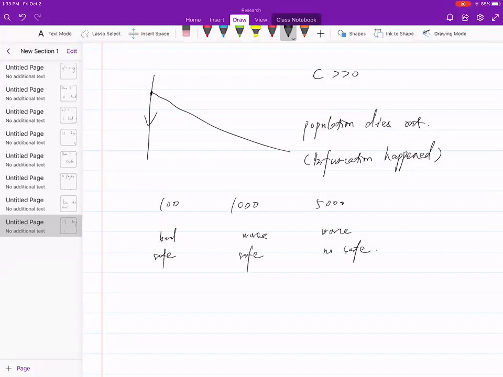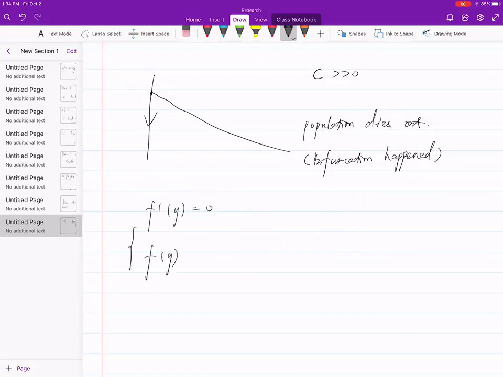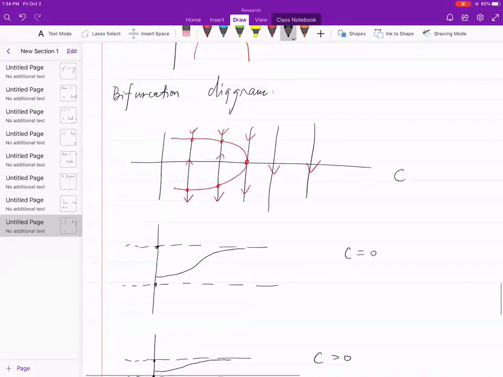Sounds good? Cool. Now, where does the bifurcation occur? That's easy. We just did it. We just need f prime y to be 0 and f y to be 0 to figure out what this number is.